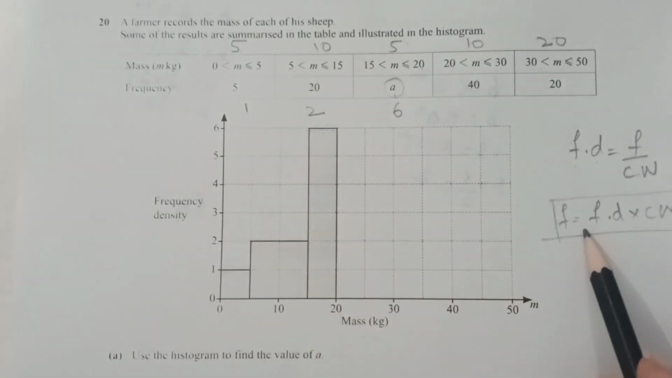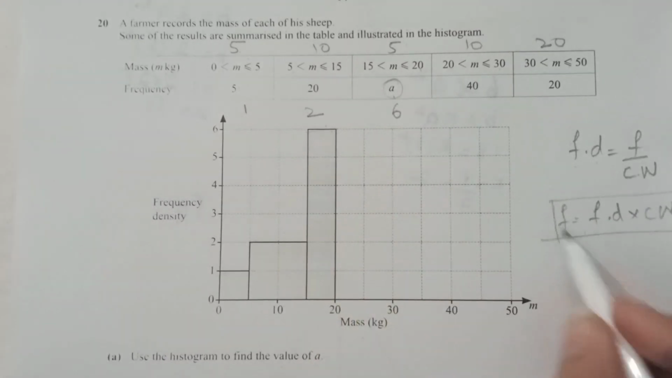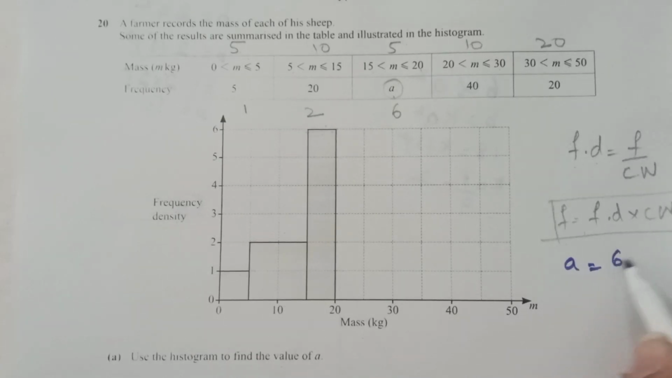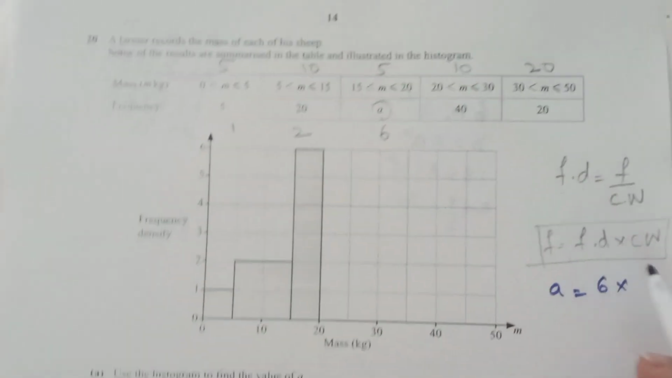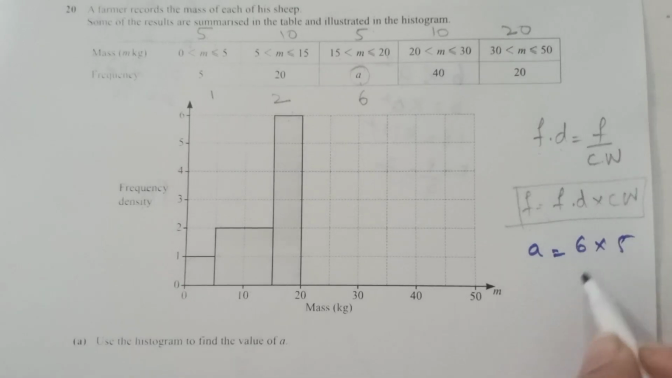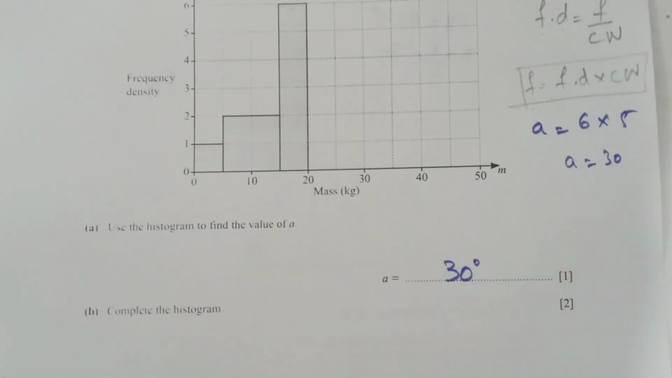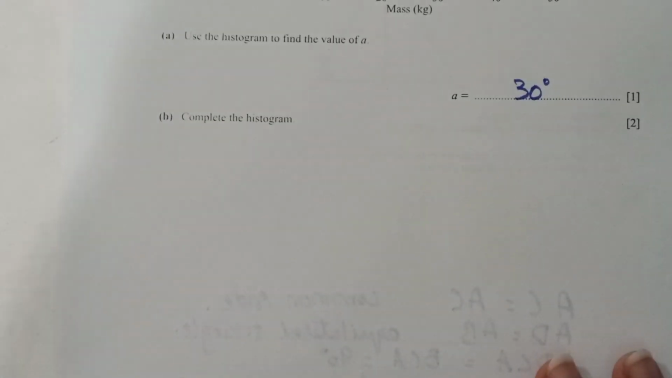And we easily find the value of frequency. Now our frequency is equal to A, the frequency density is 6, and the class width is 5. Very simple, A is equal to 30. That is our answer, 30. Very simple, students. Now students, second part: complete the histogram.